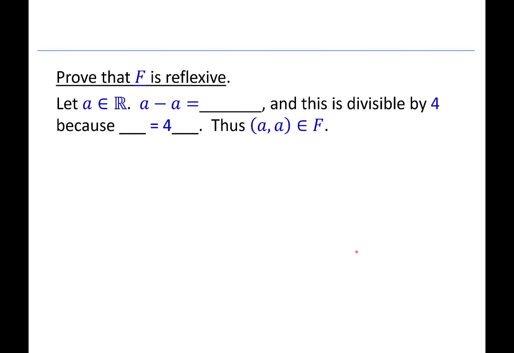How do we show that f is reflexive? If you haven't already, pause and try what you can. Not too long. Well, let a be an integer. a minus a is 0, and this is divisible by 4 because 0 equals 4 times 0. Thus, (a, a) is in my relation. Since a minus a is divisible by 4, (a, a) is in the relation. So my relation is reflexive also.